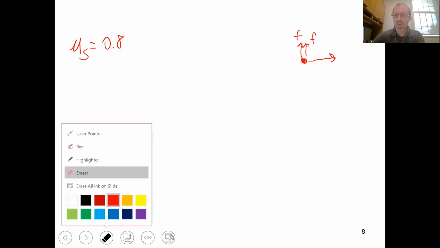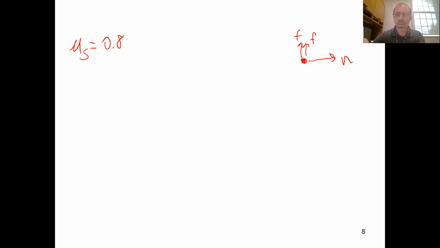notation. Normal force, small n, normal force. And then we've got a weight force downwards. There we go. All right. I've drawn my free body diagram. What's next?